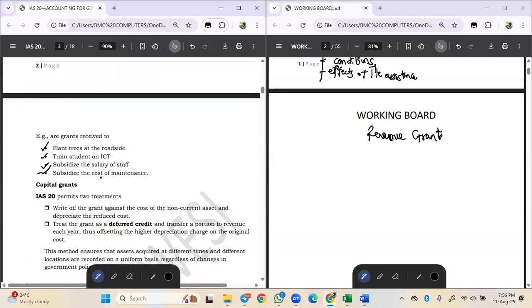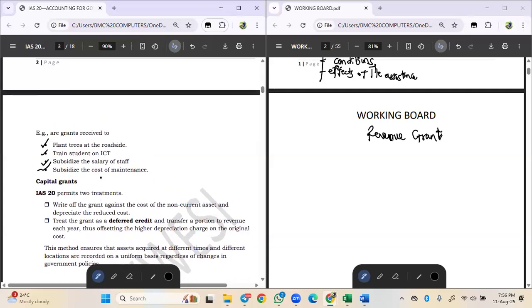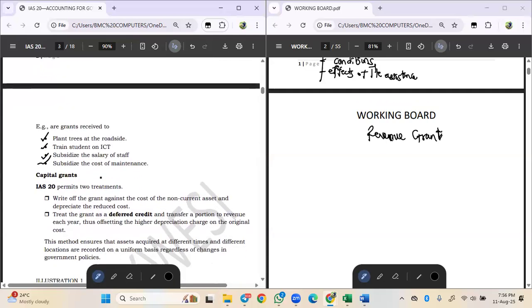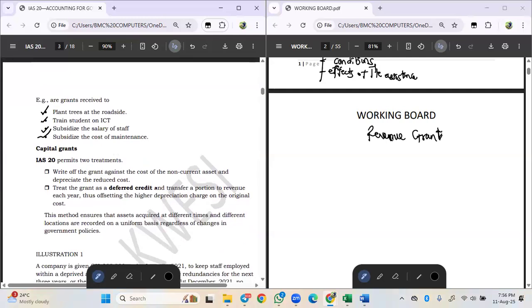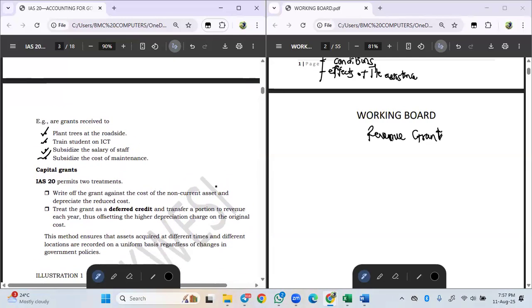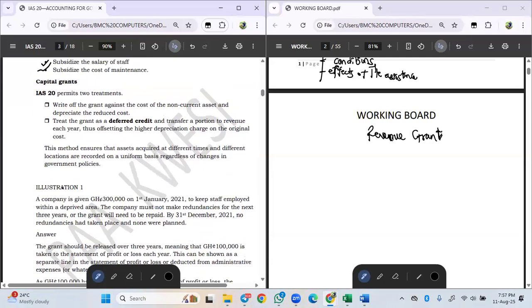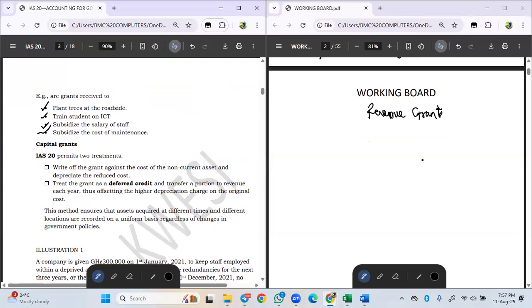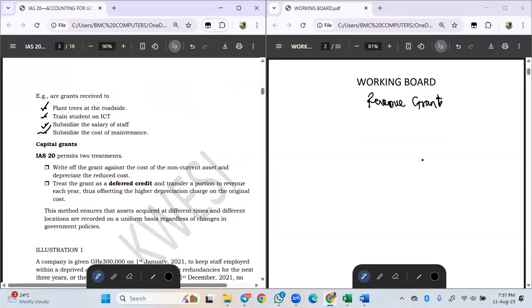Now the capital grant also permits two treatments the same way: reduction approach and also the deferred credit. Now you see we have an illustration here, but first of all I wanted to do this diagram approach so that I think it will help us.